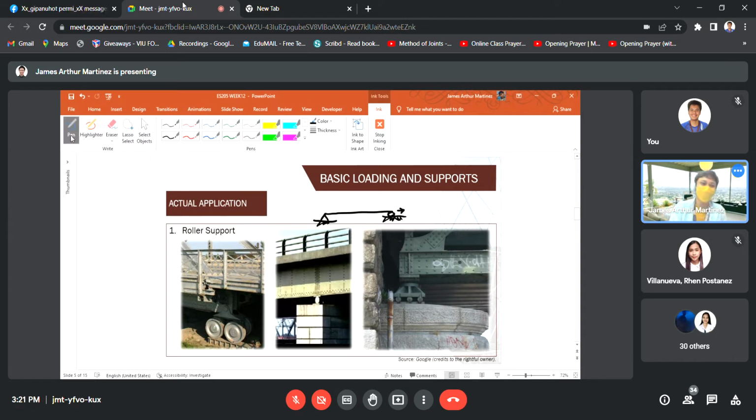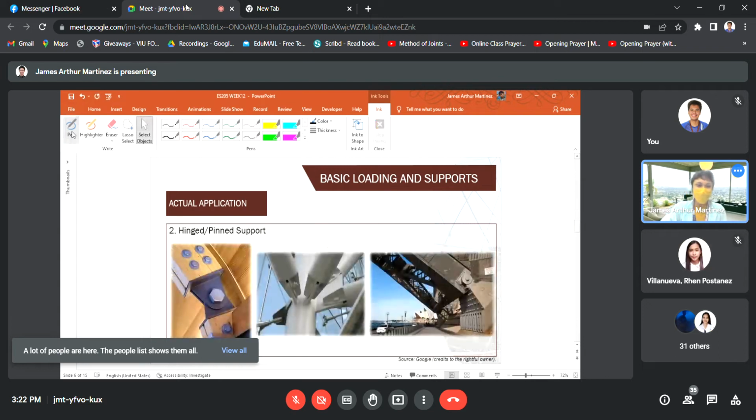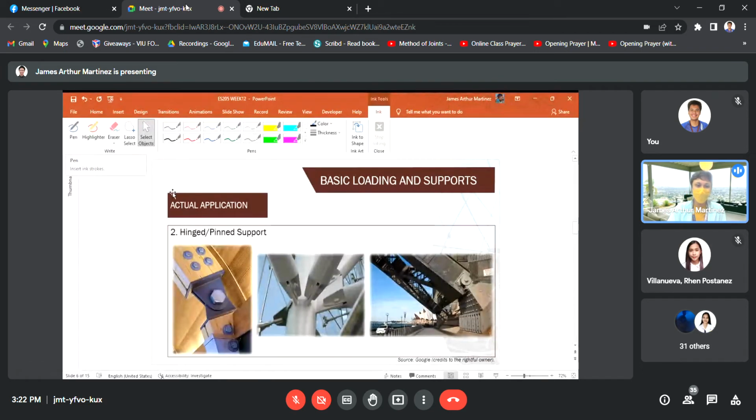That's all it is. So if you restrict that movement, class, there will be internal stress generated in your structure, which may cause failure of your structure. That is why, to address that, to eliminate internal stresses in your structure, we accommodate expansion. Okay? So the hinge end or pin support.